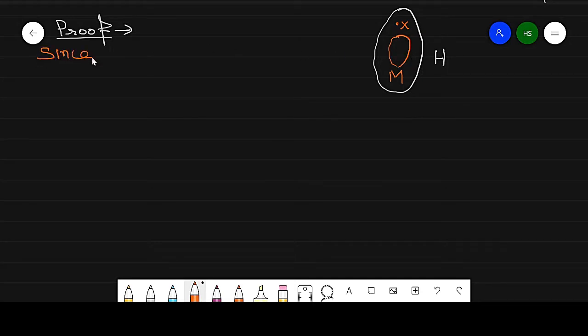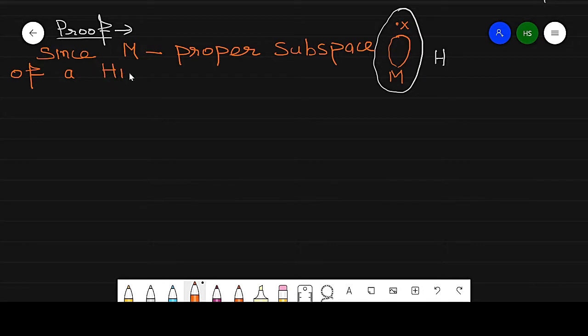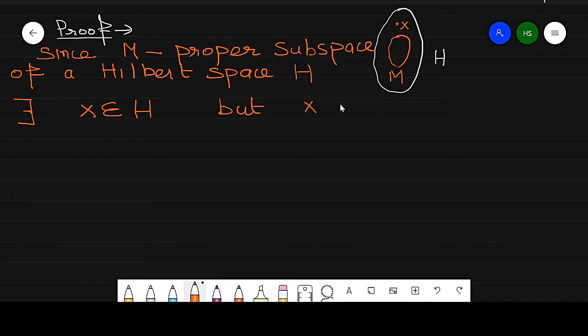Since M is a proper subspace of a Hilbert space H, there exists some vector x belonging to H but x does not belong to M. So remember that this is some vector x which belongs to H but does not belong to M because M is the proper subspace of this.